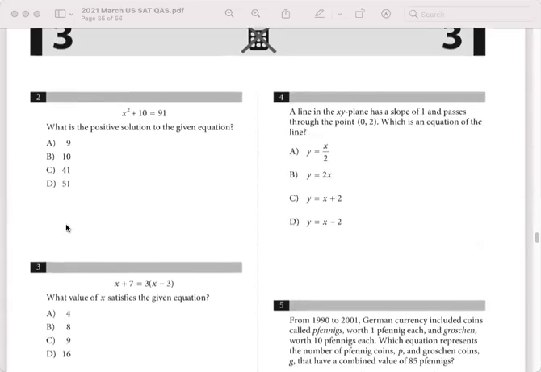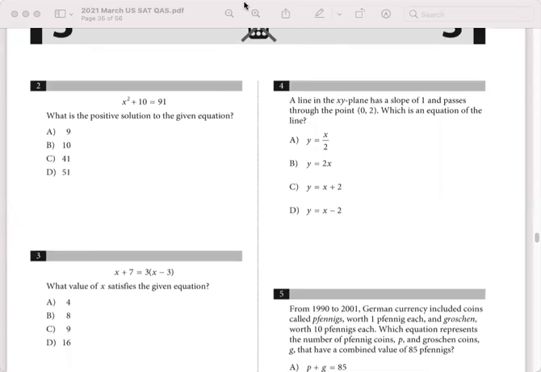Okay, let's go to question 2. This says, what is the positive solution to x squared plus 10 is equal to 91? Right, so I can write this as x squared is 81. So x is plus or minus 9. So plus 9 is the positive solution. Option A.